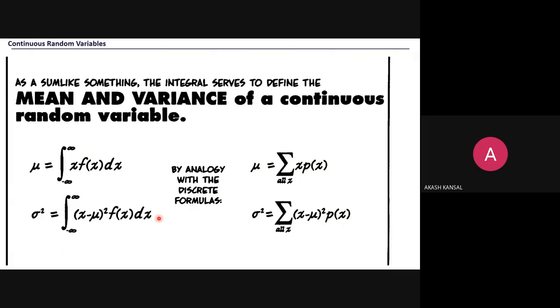The similar formula would translate to (x minus mu) squared into f(x) dx. Basically, wherever you have p(x), you just replace it by f(x) dx. And because it's a continuous random variable, you replace summation by integration. Okay, so these are very important formulas. You should remember this.